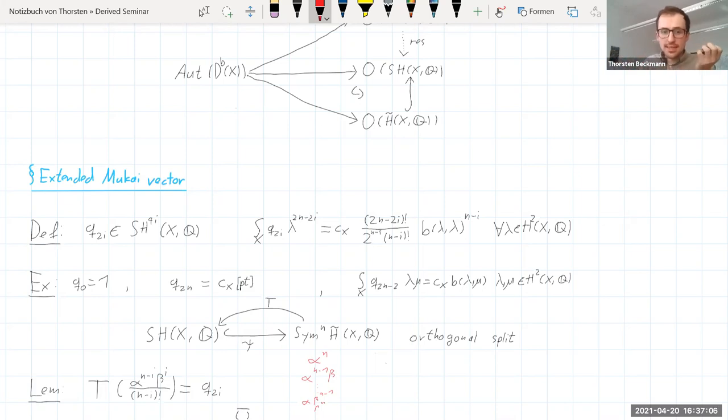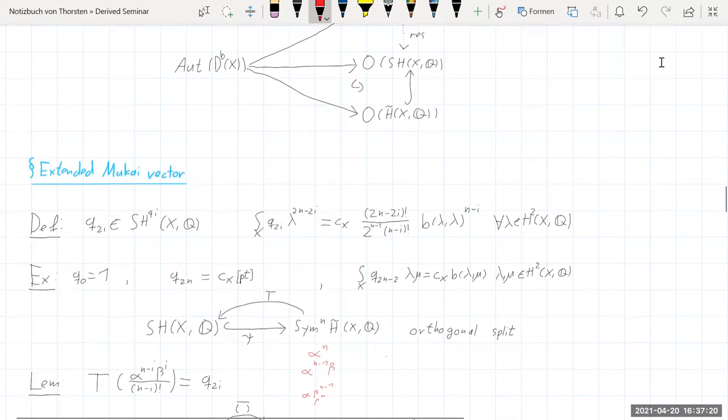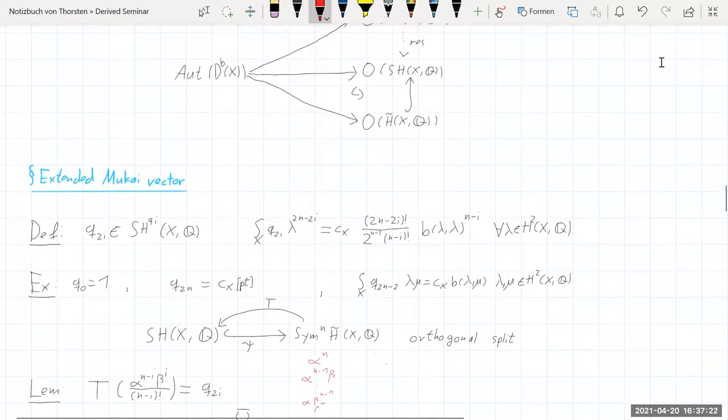And of course, if I now project them, I get the classes q^(2i), and they are really monodromy invariant. These are honest classes in the cohomology, and they are monodromy invariant. So do I understand correctly that alpha and beta themselves do not have a reasonable interpretation, but monomials of degree n in alpha and beta do have?